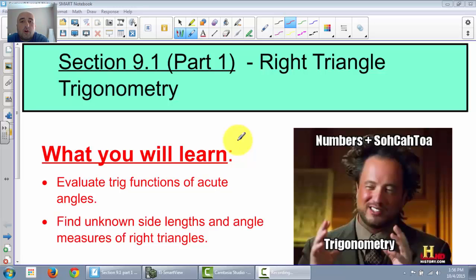All right, welcome to the next new chapter. We're going to start chapter 9 today, and this is section 9.1 part 1, and we're going to start talking about right triangle trig. Okay, so what is trig?